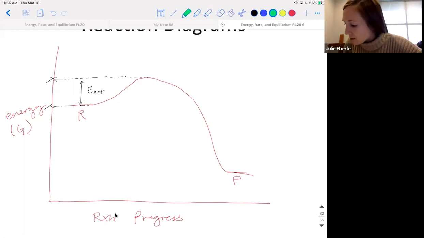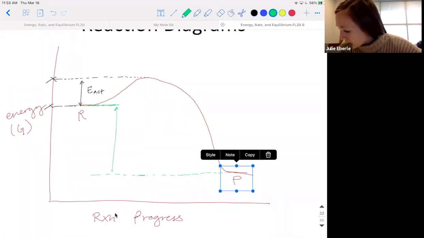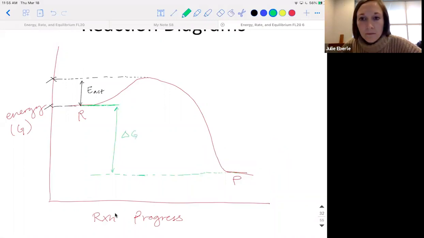Now, the final level of energy, or the final difference in energy between the reactants and the products. You guys love my dotted line here. This is your delta G. This is a change in Gibbs free energy. Right? So here's the deal. I expect you to be able to draw one of these and label these 1, 2, 3, 4 things, okay, on an energy diagram. Not hard, right? Not crazy.